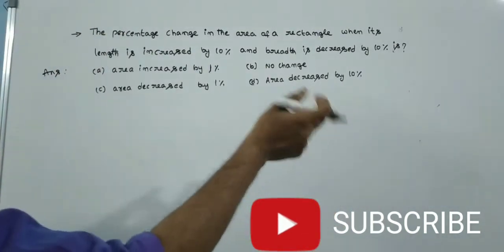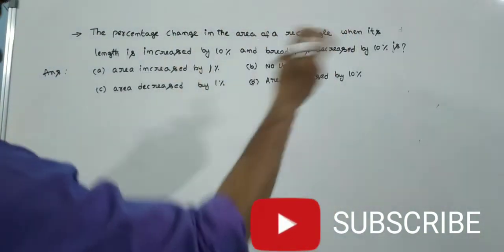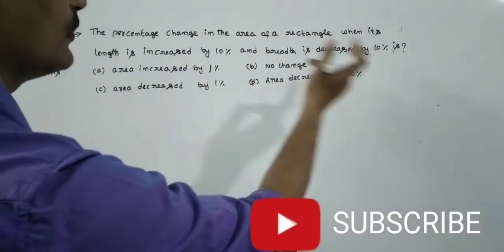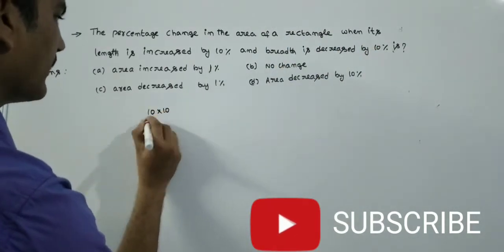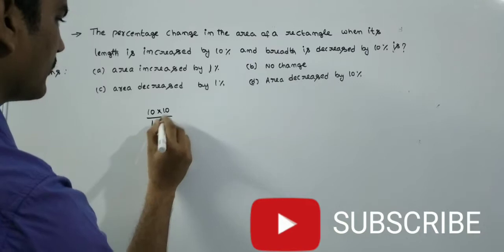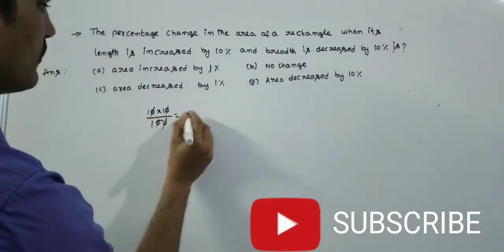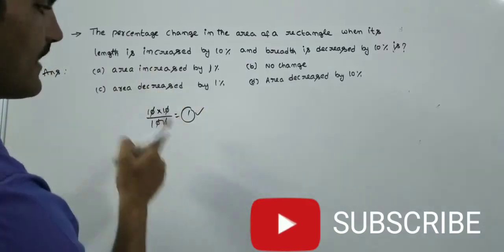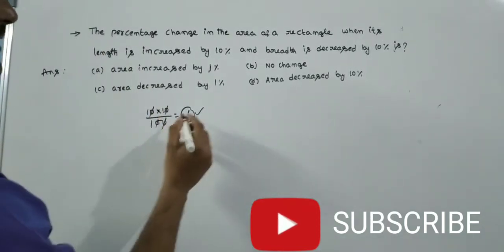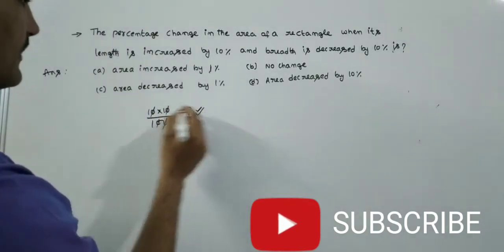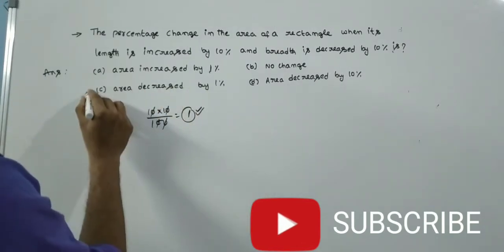See friend, just before I told you, straight away we will multiply these two and divide by 100. 10 into 10 by 100. 0 cancel, 0 cancel, so 1. This is always less than the original. That means 1% decreased. Area decreased by 1%.